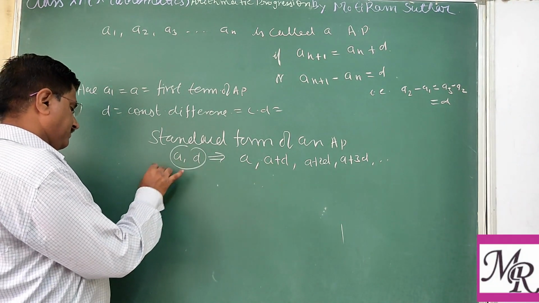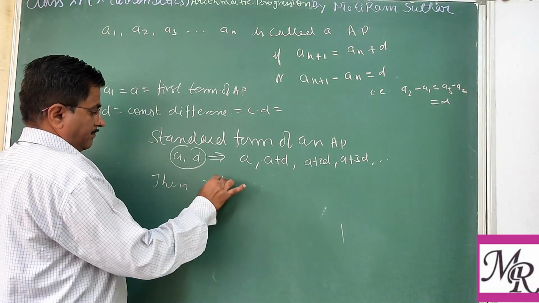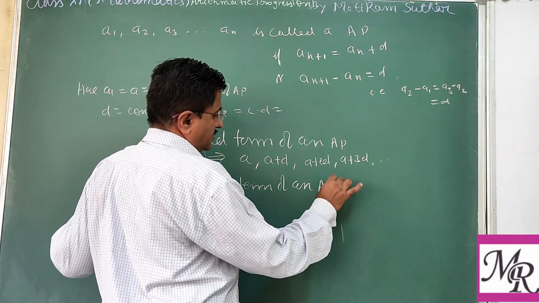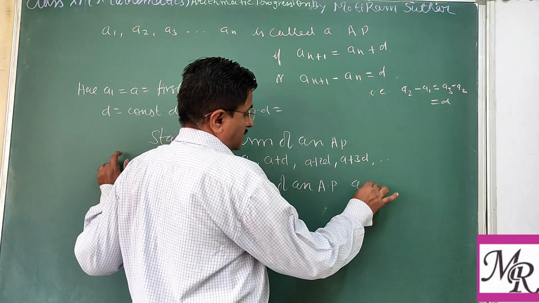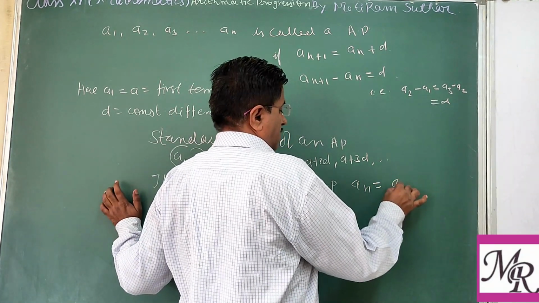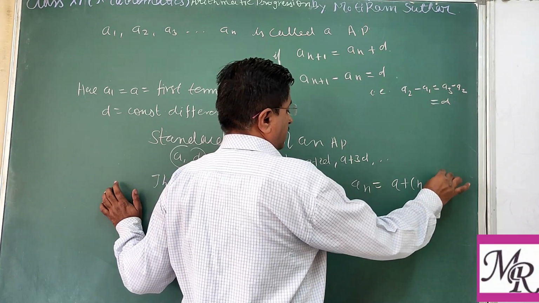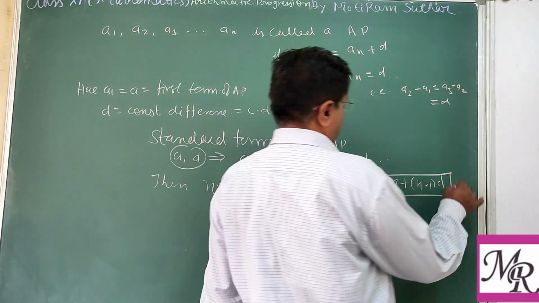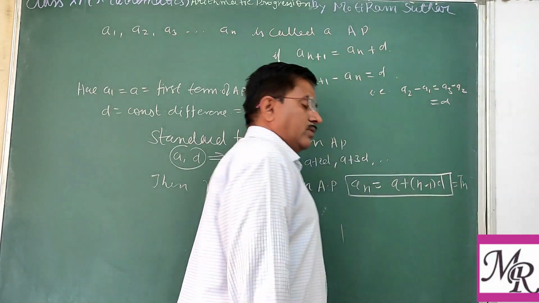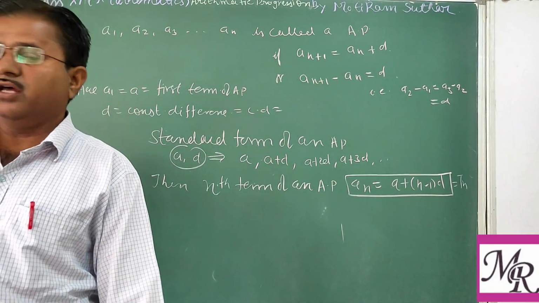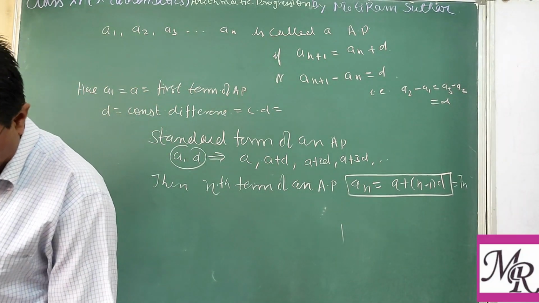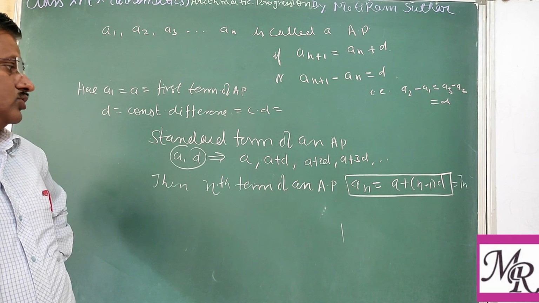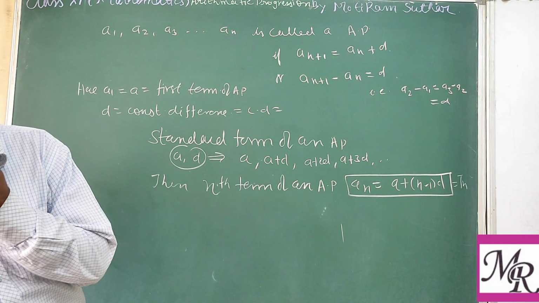Also we have the nth term of an AP, which we already saw in 10th class. an equals a plus (n minus 1) times d. You may call it an, or sometimes we write it as Tn. So the nth term of an AP is given by the formula a plus (n minus 1) d. So these are some results.